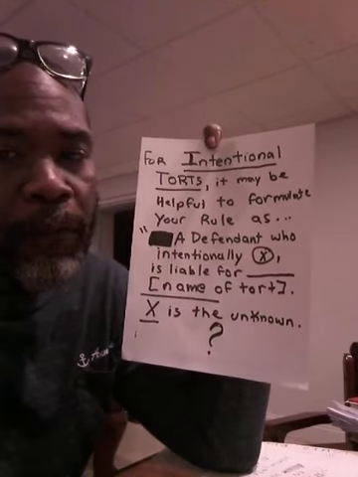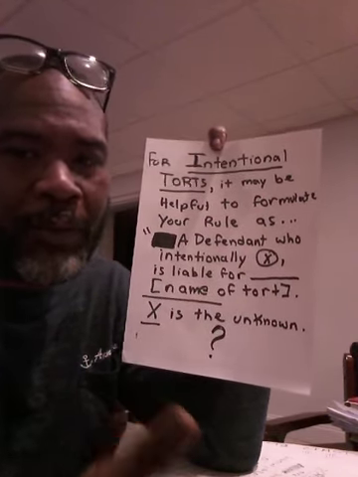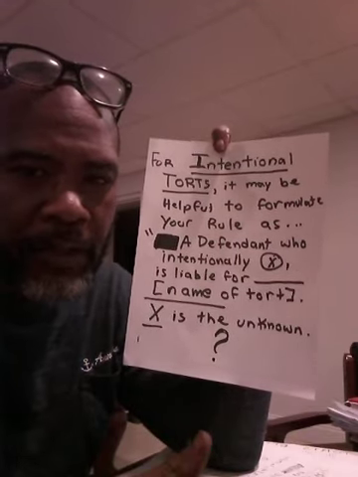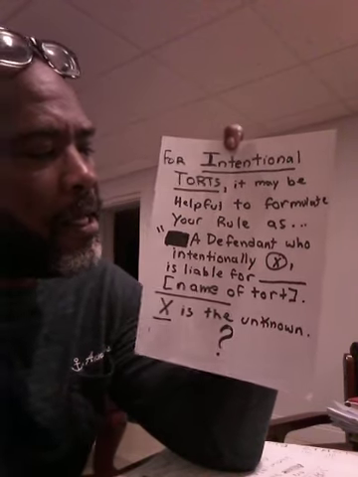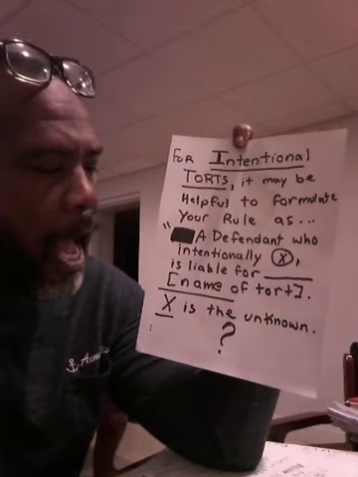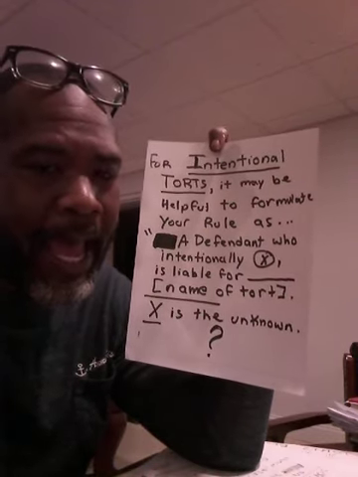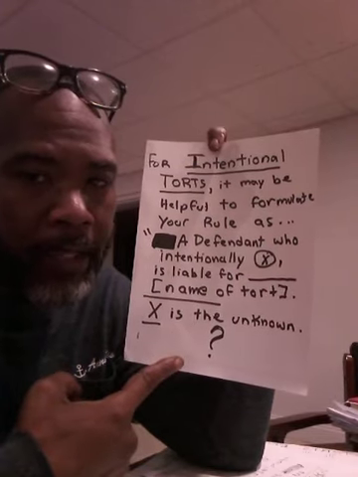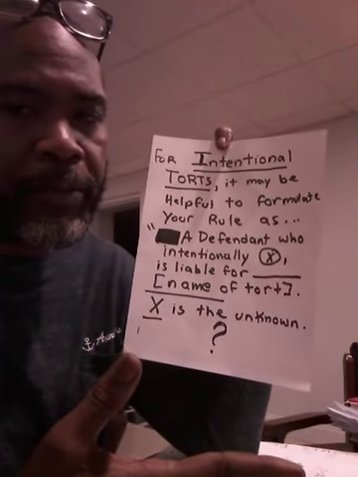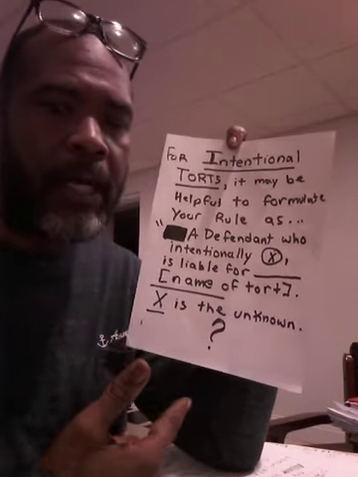So for intentional torts, it can be helpful to formulate your generally applicable principle using my tried and true "defendant intentionally," right? Because we know that there are 16 of the intentional torts that we've talked about in class. I would suggest that we start with each case: a defendant who intentionally acts is liable for blank, the blank being the name of the tort, and the X being the unknown, because you're constructing these generally applicable principles prior to being tested on them, so you don't know what the X is yet.